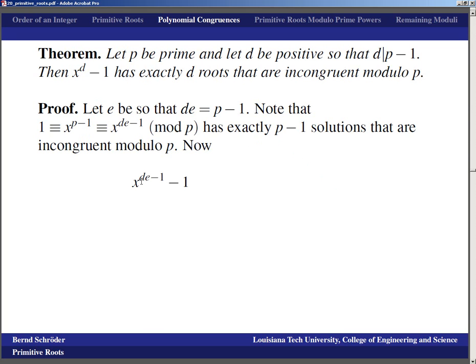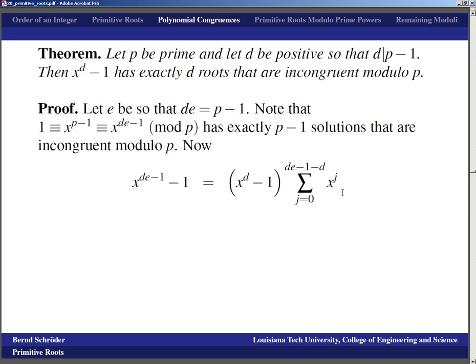And well, now we just take x to the p minus 1, which is x to the de minus 1, minus 1. So we take x to the p minus 1 minus 1. And well, that is x to the d minus 1 times the sum j equals 0 to e minus 1 of x to the dj.